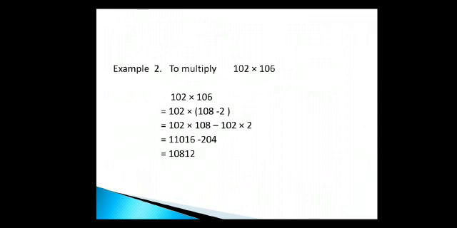Again, the example second. To multiply 102 into 106. So we can break 106 as 108 minus 2. Again we multiply 102 into 108 minus 102 into 2. So 102 into 108, the sum of ones digit is 10. So we multiply 2 into 8, that is 16, and 10 into 11, that is 110. So 11016, minus 102 into 2, that is 204.